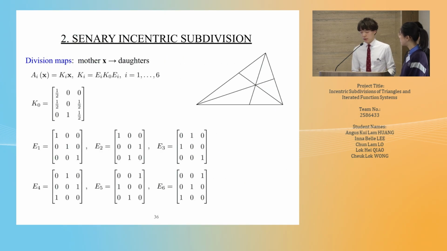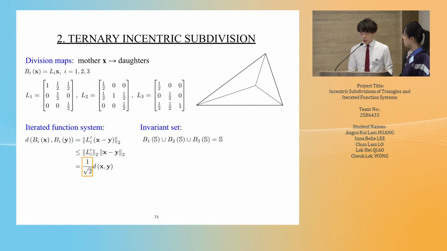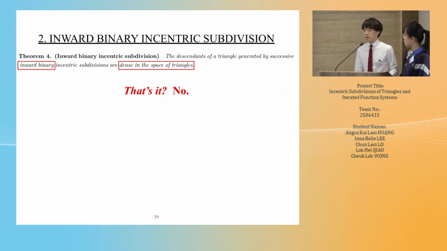Second, the Senri case is reproved. Here are its division maps A1 to A6 on P-bar, which I will quickly redraw. And Ki prime here, with 2 norm root 3 over 2, denotes the matrices providing their contractivity. P-bar is their invariant set, also easy. Finally, the ternary case is proved in the same manner, where Butler and Graham only observed but didn't prove. This finishes our denseness proofs.